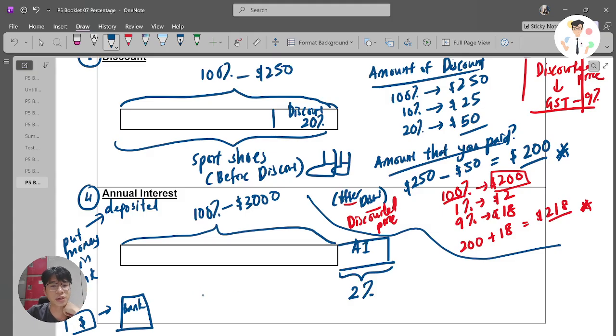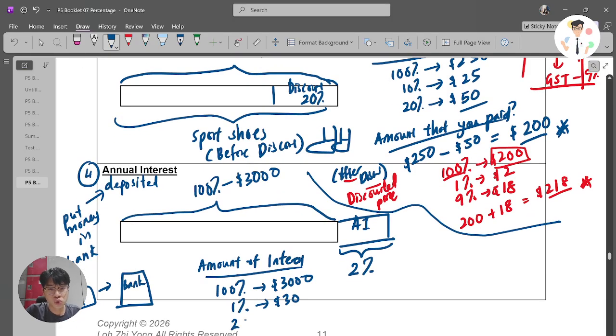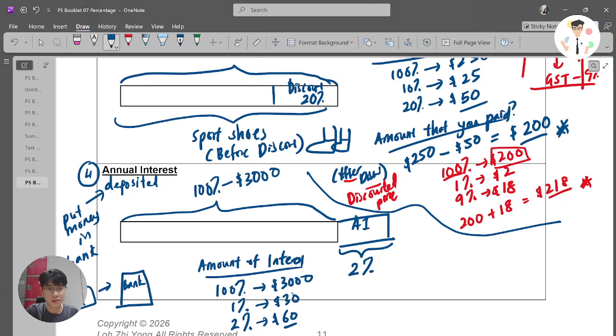Now, probably the first question they will ask you is, what is the amount of interest? The amount of interest is how much you actually earn. Then you do the same thing. 100% is 3,000, right? Then what is 1%? It's $30. And if 1% is 30, 2% is $60. This means the amount of interest that you earn is $60. At the beginning, you put in 3,000. At the end of the year, you earn an extra $60.